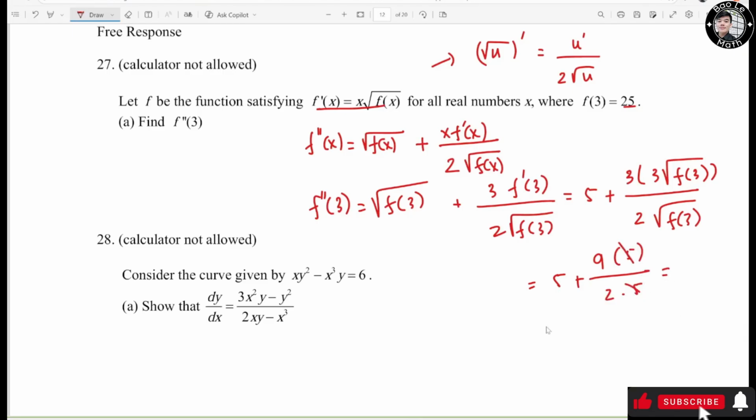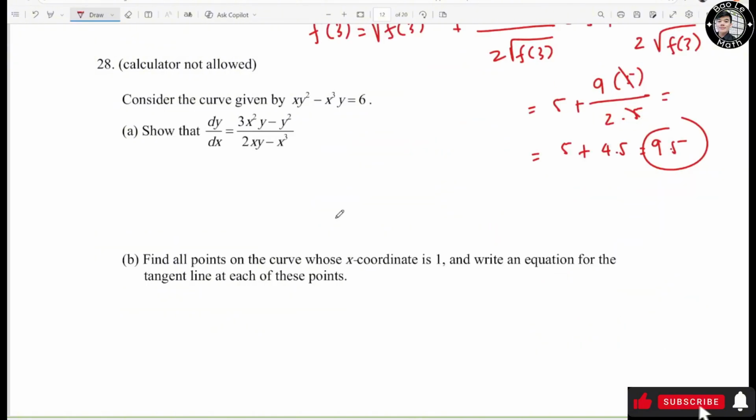5 and 5 cancel out, so it could be 5 plus 4.5, it could be 9.5, right? Now let's move on to question 28. Consider the curve given by this equation. We need to show that dy over dx equals this, right?